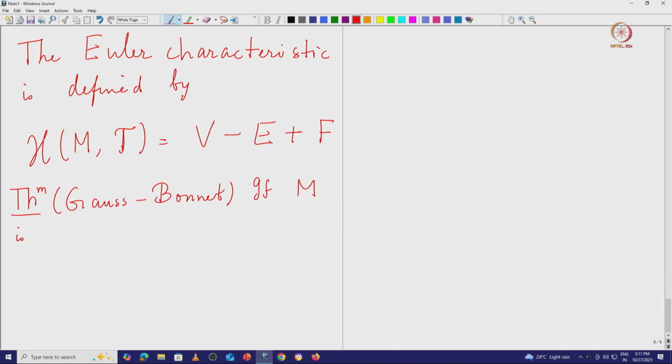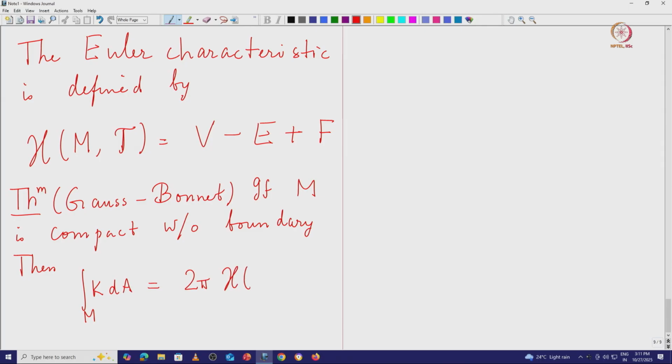So, if M is compact without boundary, and of course all the earlier assumptions that it is still an oriented surface etc., then we have this beautiful formula that the total integral of the Gauss curvature is simply 2 pi times the Euler characteristic. Okay.